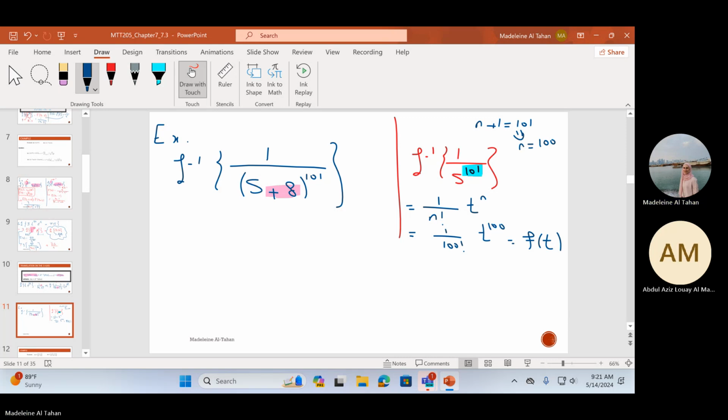Now this one, it should be what? If we have s minus 8, a equals 8. And if we have s plus 8, a equals minus 8. So what will we get? All that we need to do is multiply it by e to the power a t, and this will be our final answer. Okay, miss? Is it clear?